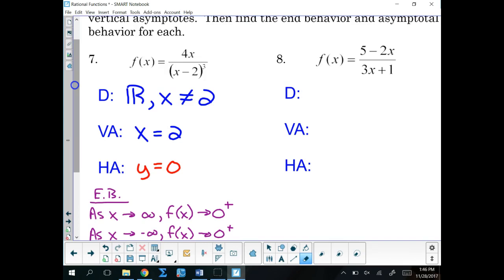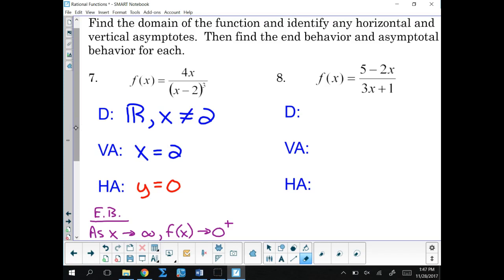I only cared about the positive negative of it. Because your end behaviors are going to go to your horizontal asymptotes, your asymptotal behaviors are going to go to positive or negative infinity. Okay? So I'm not caring about actual numbers. I'm more caring about the positivity of those numbers, or of that function there. Okay?